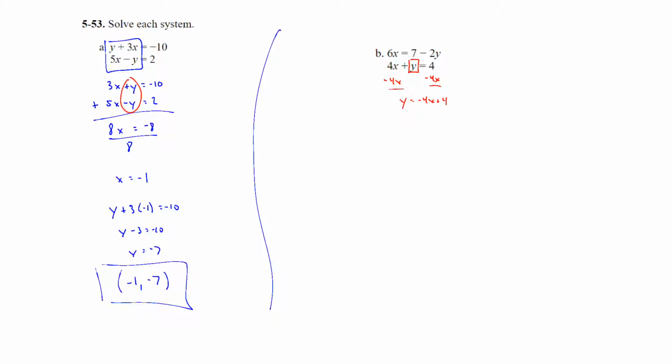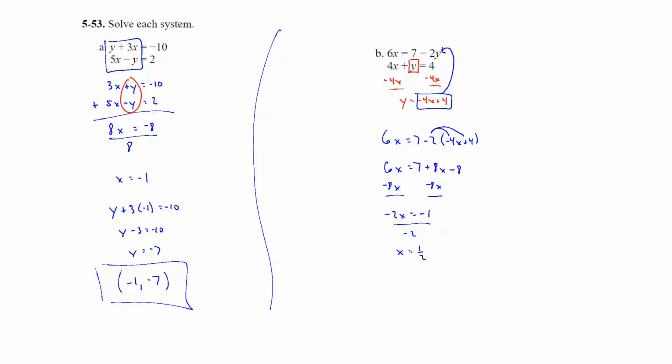And now I will take that expression and plug it back into the other equation, the first equation, and I get 6x equals 7 minus 2 times negative 4x plus 4. So I substituted negative 4x plus 4 in for y. Now we're going to distribute: 7 plus negative 2 times negative 4 is positive 8x. Negative 2 times positive 4 is negative 8. Subtract 8x from both sides. That'll give me negative 2x, and then 7 minus 8 is negative 1. Divide by negative 2, and x is equal to 1/2.